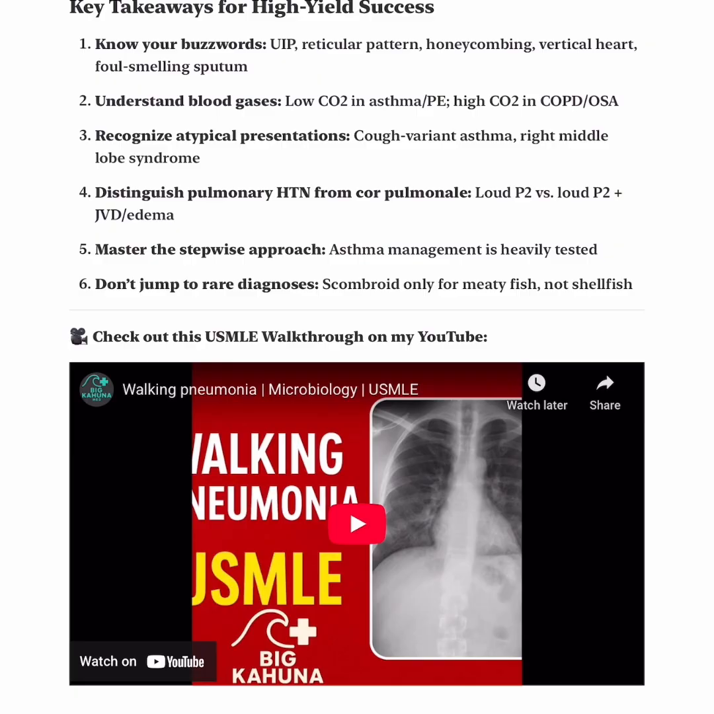Now you have to master the stepwise approach. This is asthma management. This is heavily tested. And do not jump to rare conditions. So in the example of scombroid poisoning for meaty fish, don't forget that if they give you shellfish, that's shellfish allergy. All right, that's going to be it for this one.